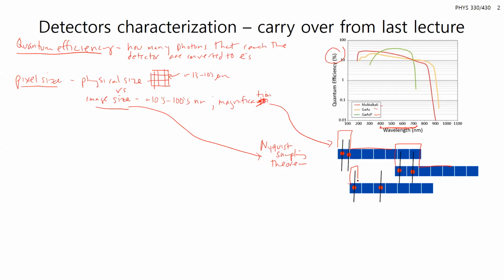But if you actually want to resolve the separation of these, you need to be sampling at the Nyquist or Shannon sampling theorem, which is that you need to have an interval that's twice the highest frequency of interest in your sample. Here the frequency has to do with the spatial frequency of objects that you're trying to resolve.